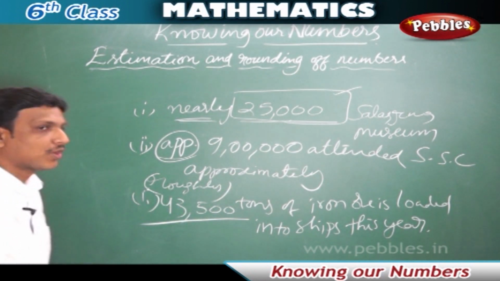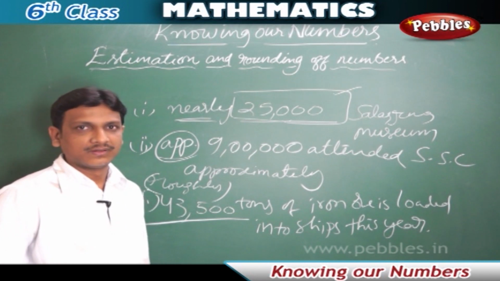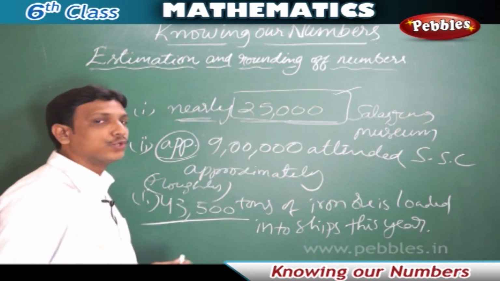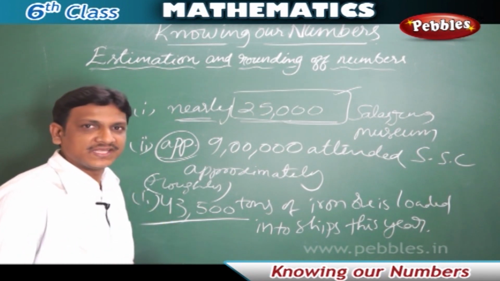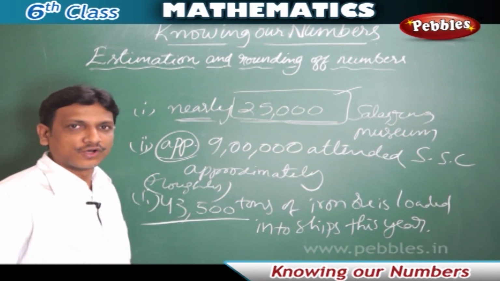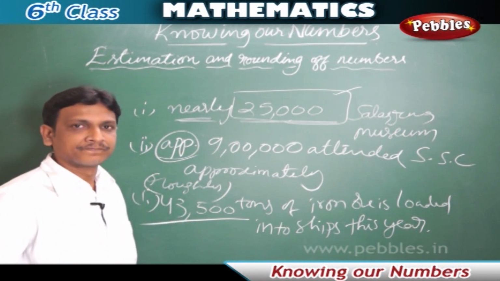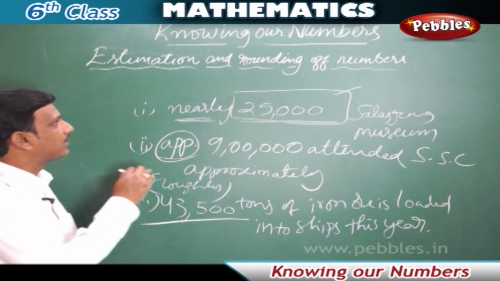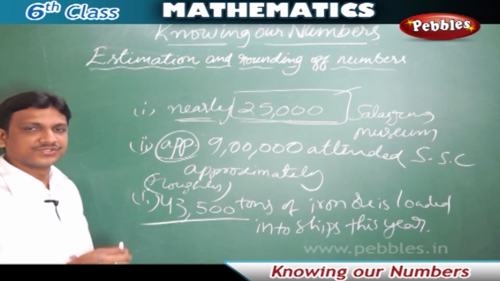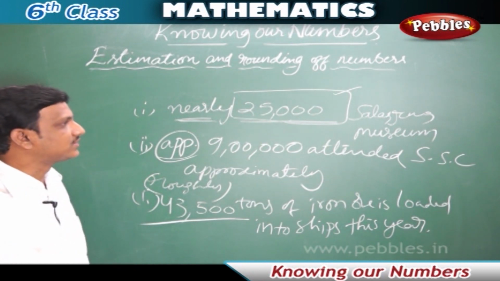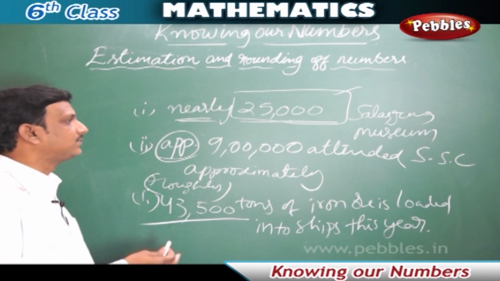So when we are talking about some big number, when there is no necessity of giving the exact value of the number, for convenience, the number is rounded off to the nearer tens or hundreds or thousands or 10,000s. So that is called rounding off numbers. So generally numbers are rounded off for convenience. Say nearly 25,000 people visited Salarjung Museum in this month.